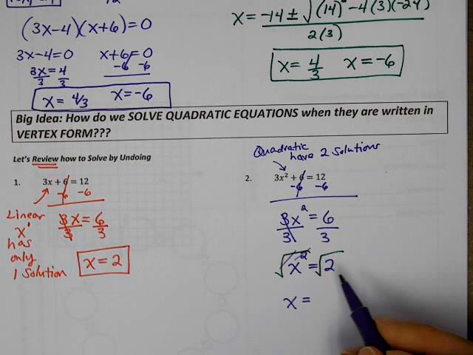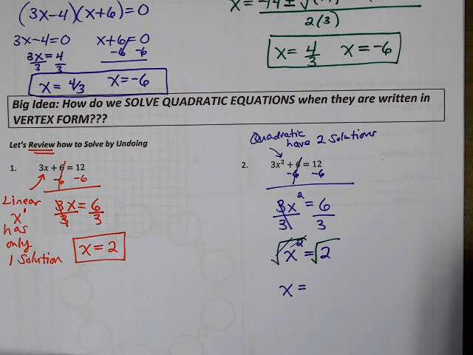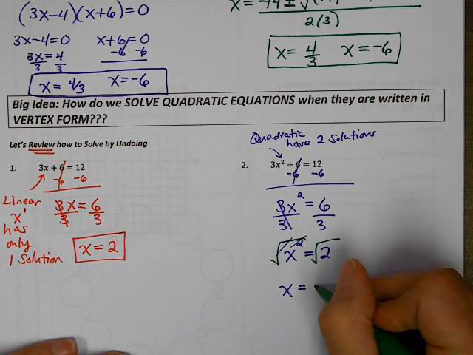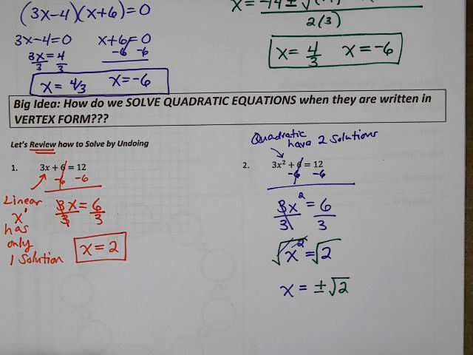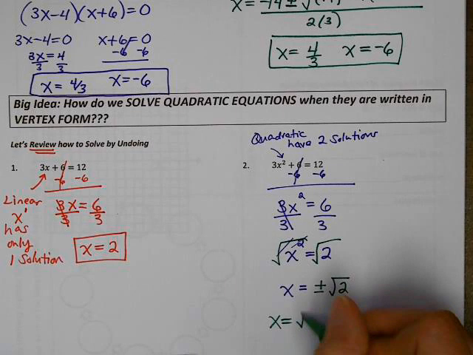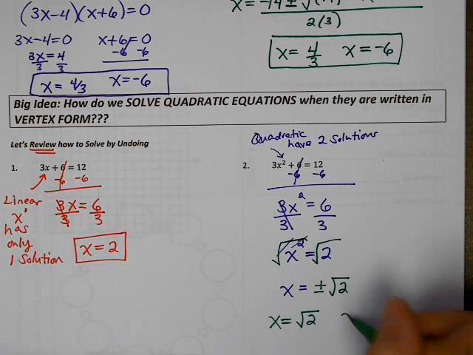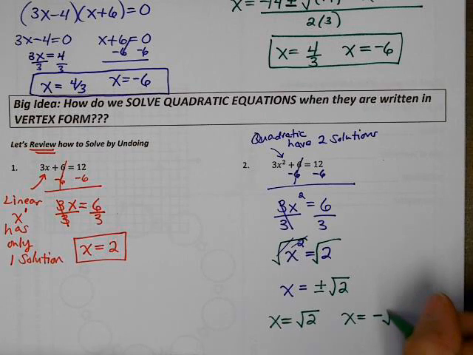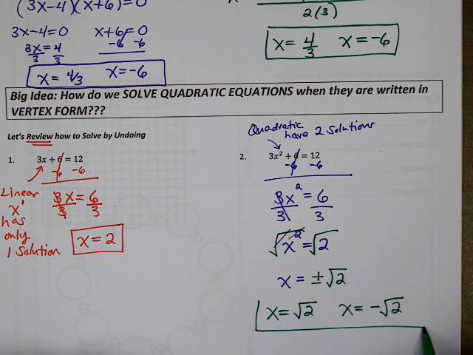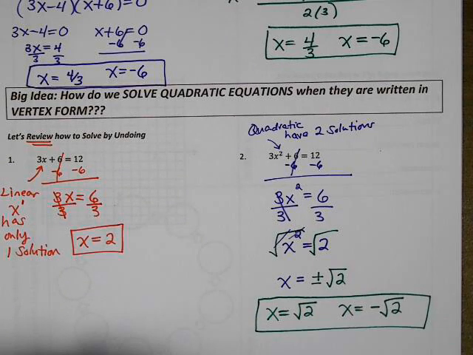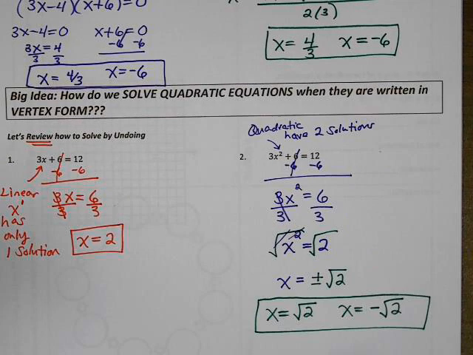Okay, but now we have to get two answers. So over here, you say plus or minus radical 2. So one of the answers is positive radical 2, and the other answer is negative radical or square root of 2. So there's your two solutions. Okay. Whenever you have a quadratic, you have to get two solutions, and it's plus or minus.